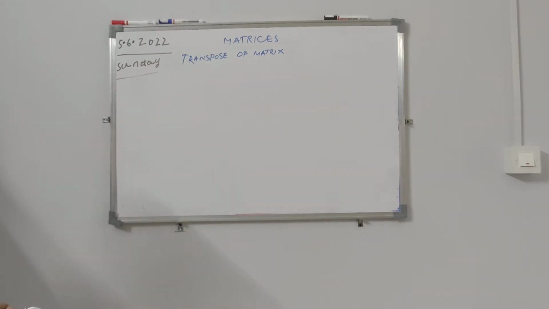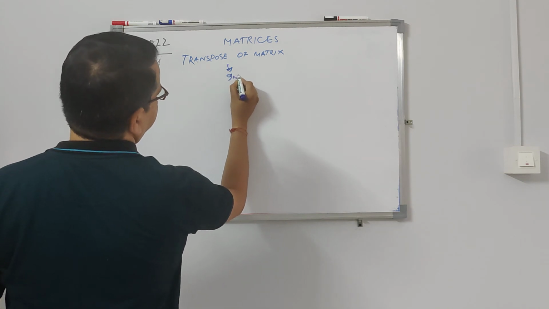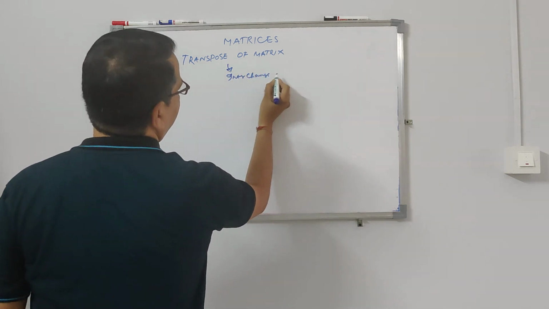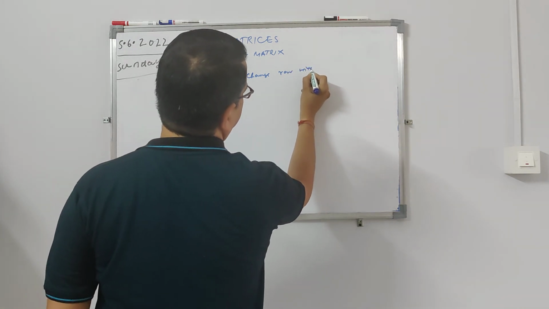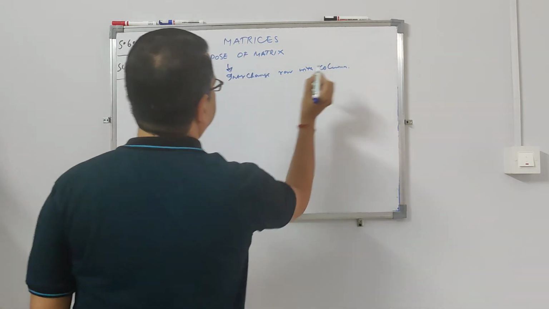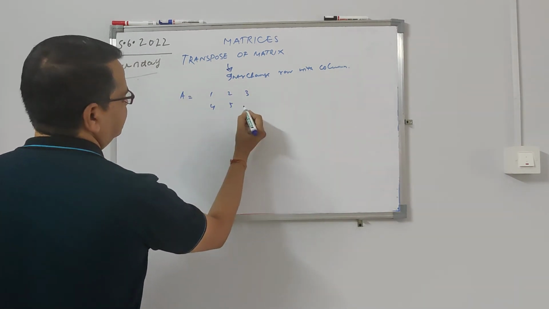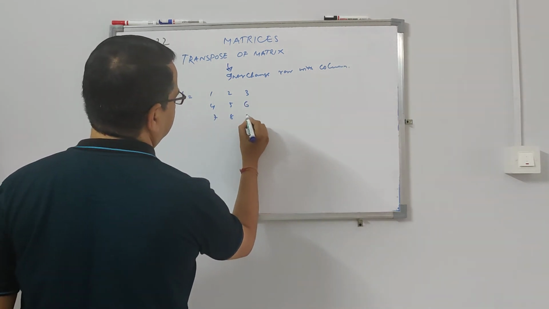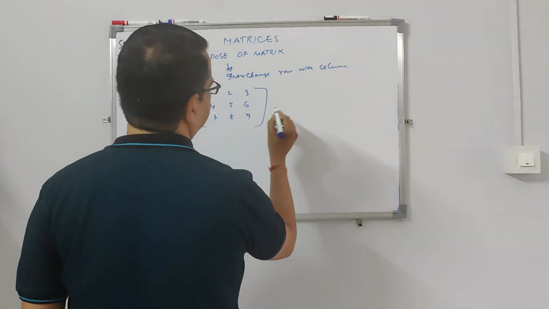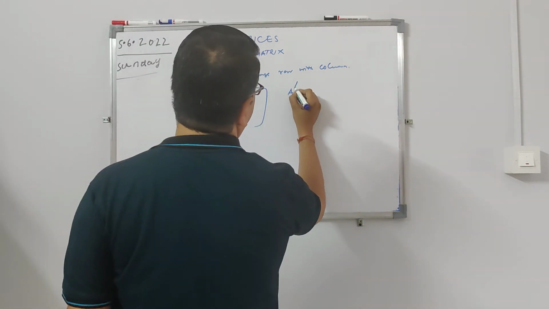Okay, so transpose of a matrix A of order m×n is obtained by interchanging rows and columns of A. It is denoted by A transpose. So if you interchange row with column, that is called transpose. Example, let us say A is equal to 1, 2, 3, 4, 5, 6, 7, 8, 9. So this is A. Then what will be the A transpose?